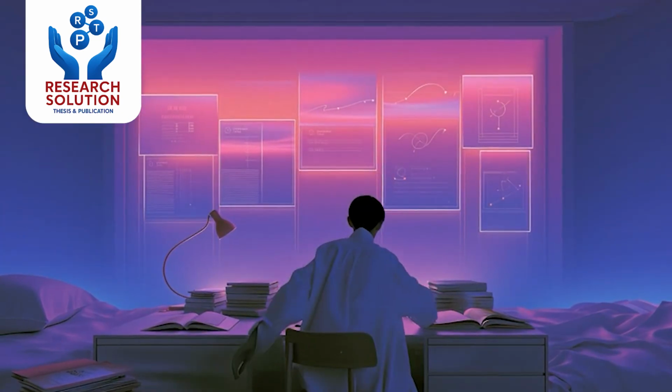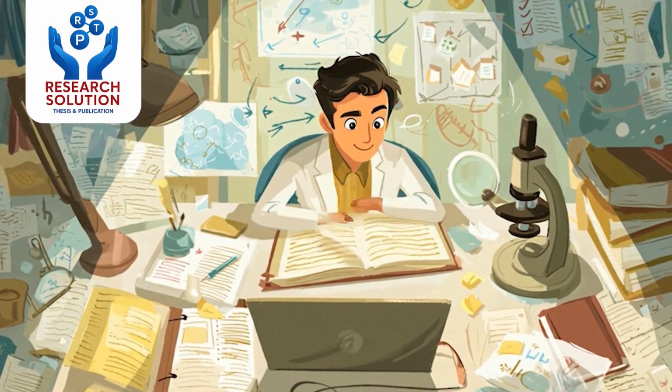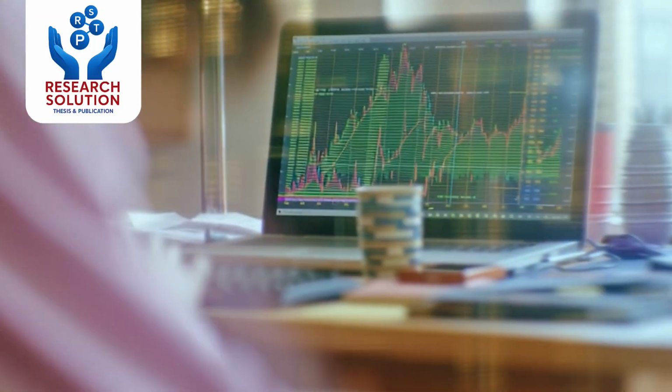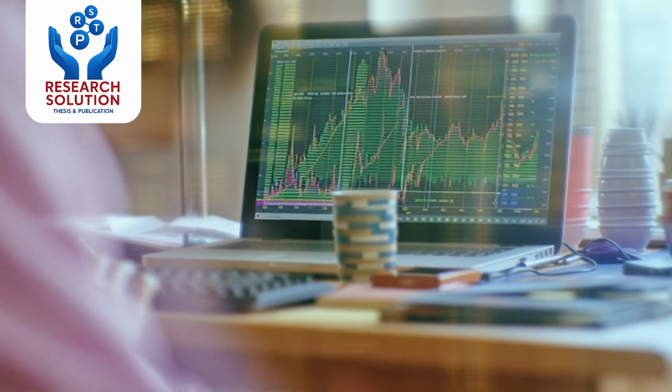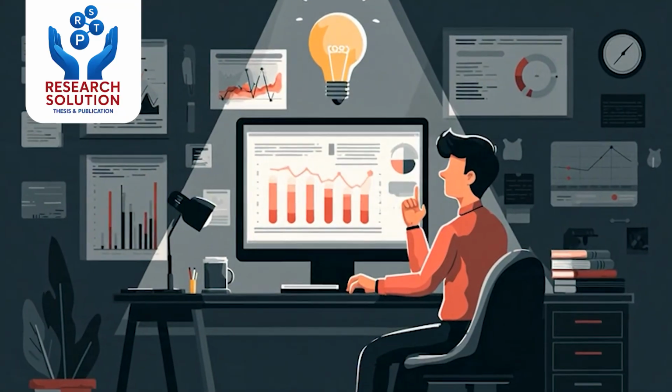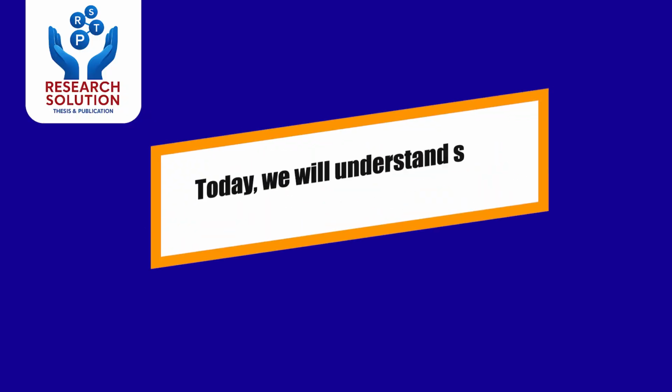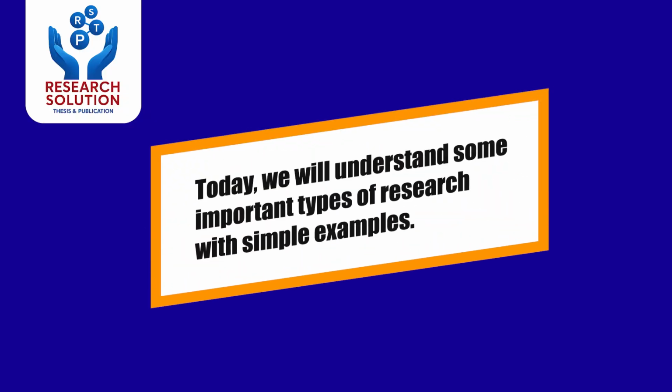Research helps students find answers in a systematic and scientific way. It allows us to understand problems, collect information, and draw conclusions based on evidence instead of guesses. Different research questions need different types of research methods. Today, we will understand some important types of research with simple examples.